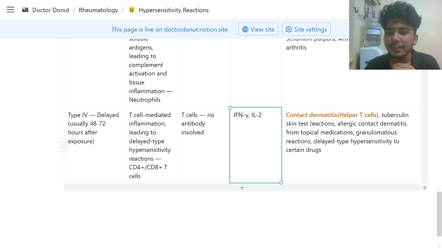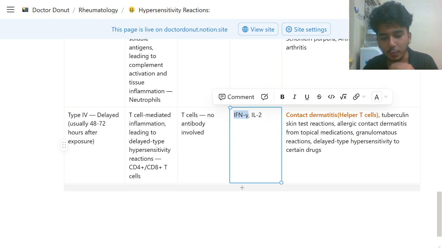Is this interferon gamma? Let me Google it for you.